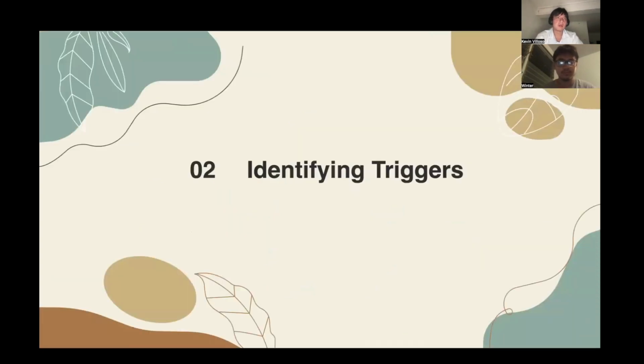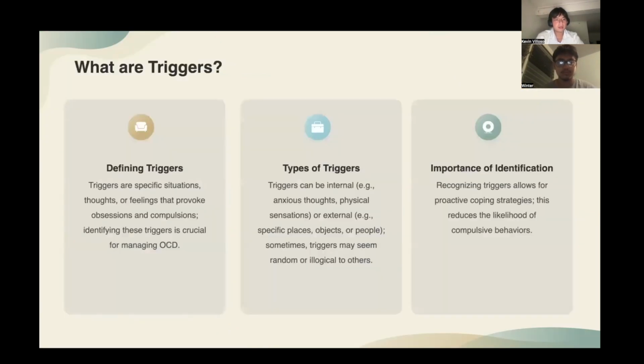And here we'll go over identified triggers. Defining triggers. Triggers are specific situations, thoughts, or feelings that provoke obsessions and compulsions. Identifying these triggers is crucial for managing OCD. The types of triggers could be internal, such as anxious thoughts and physical sensations, or external, such as specific places, objects, or people. Sometimes triggers may seem random or illogical to others. Importance of identification. Recognizing triggers allows for proactive coping strategies. This reduces the likelihood of compulsive behaviors.